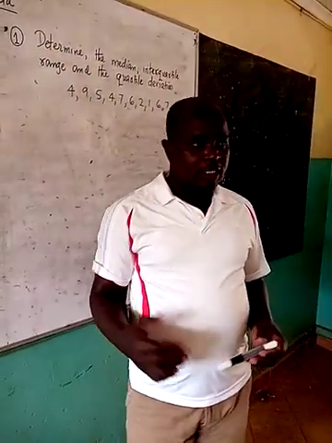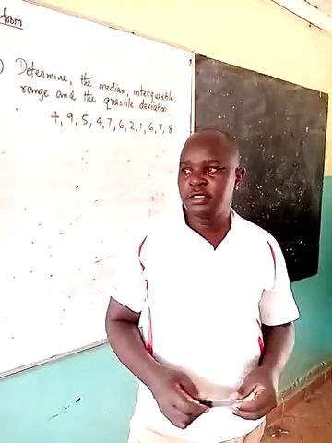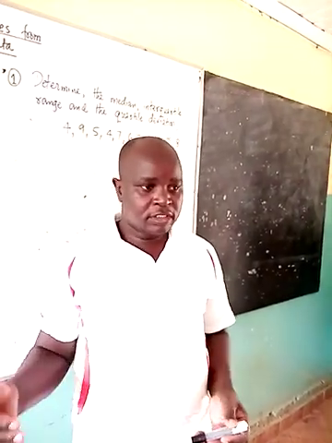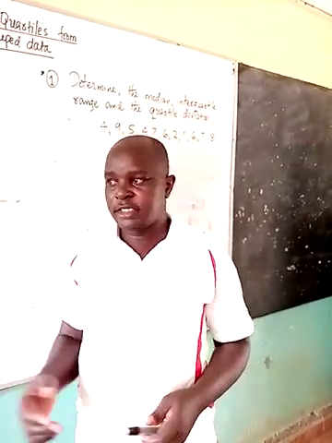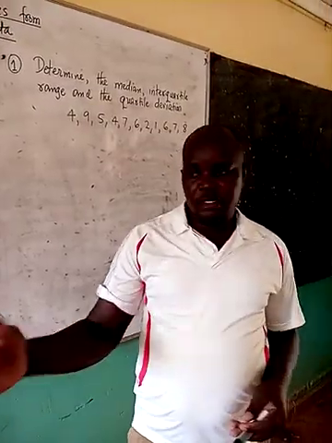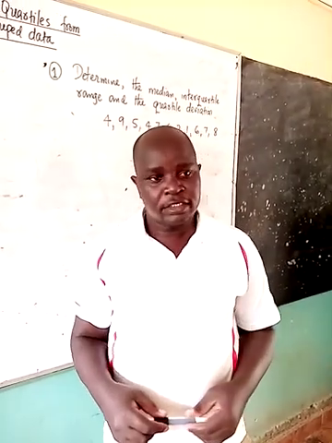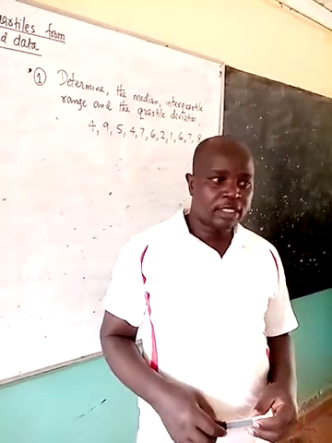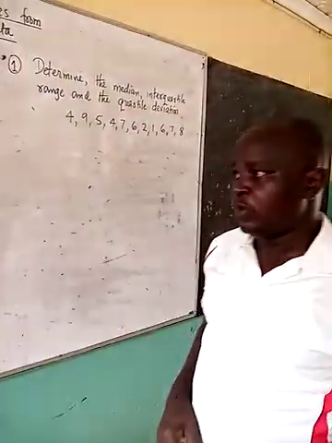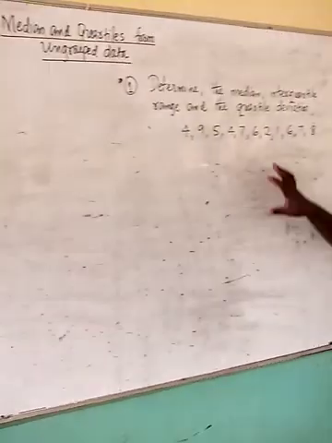Even for the quartiles, we shall look at the lower quartile, the upper quartile, and quartile deviation. In all these cases, we shall be arranging the data in ascending order, then we pick the median, we pick the quartiles, then we determine the quartile deviation. So it is a simple process. We'll look at two examples. The first example is here.